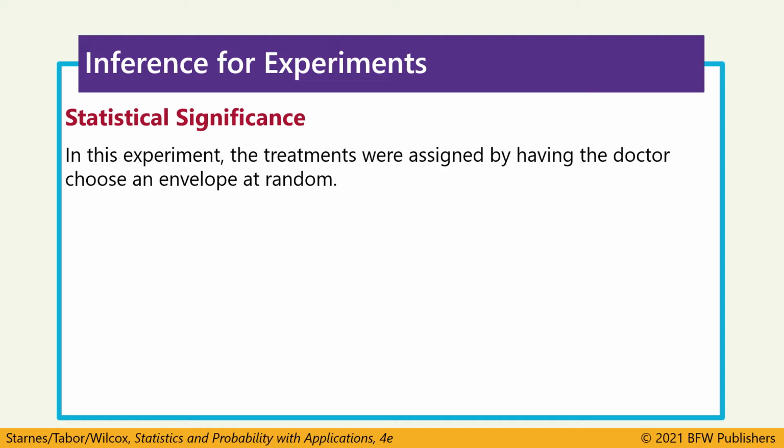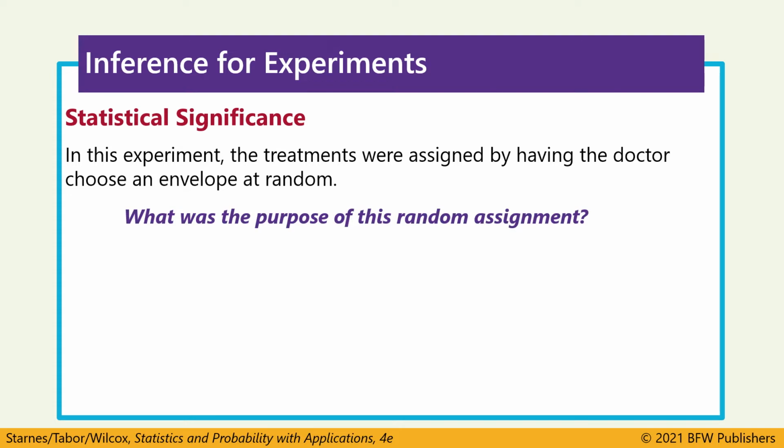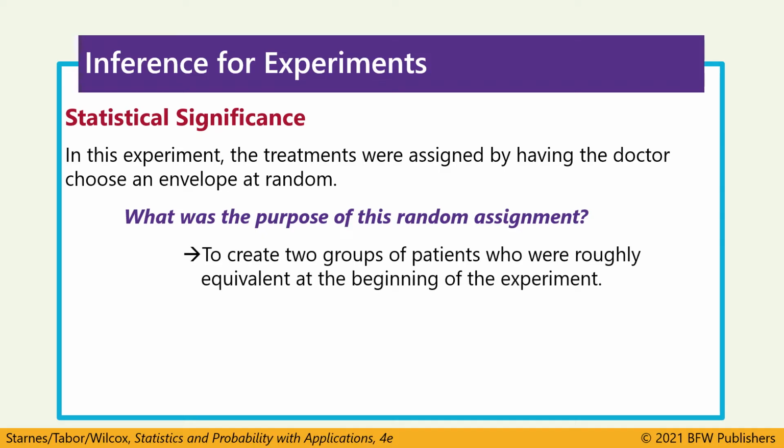So when we ran this experiment, the doctor chose an envelope at random. He didn't know if he was picking an active or an inactive magnet, and he had this patient apply that to the pain site. The purpose of this random assignment was to create groups of patients that were roughly equivalent at the start of the experiment.